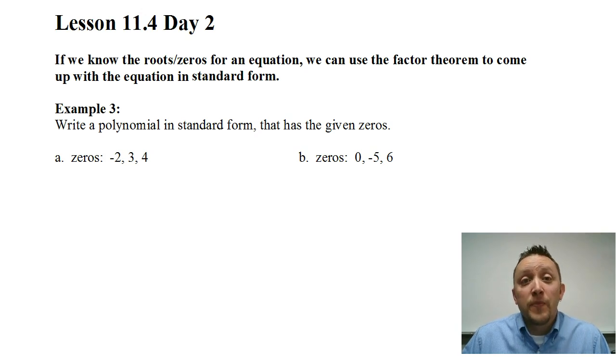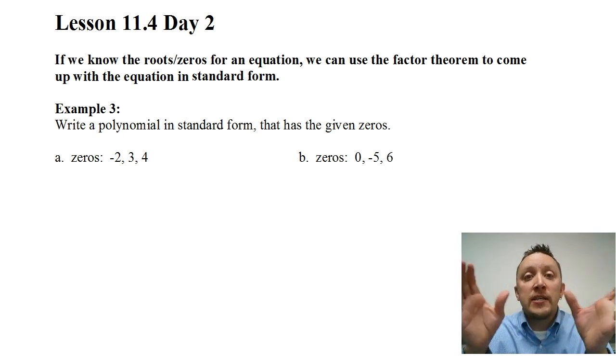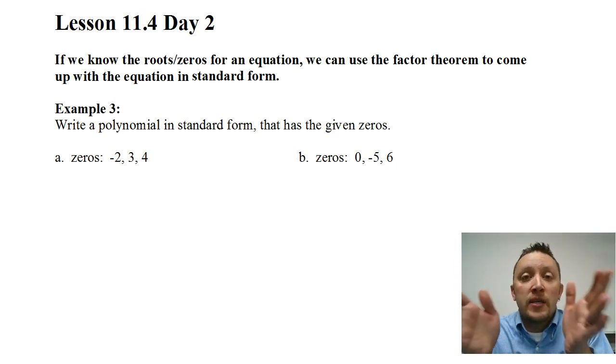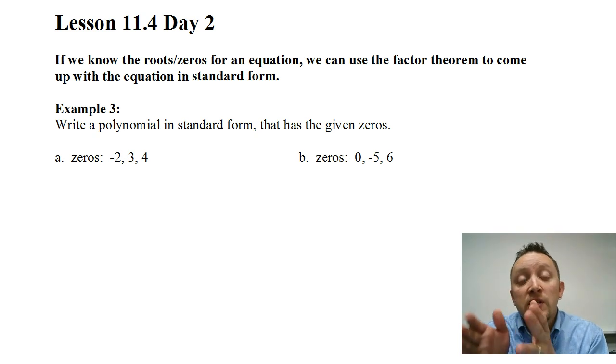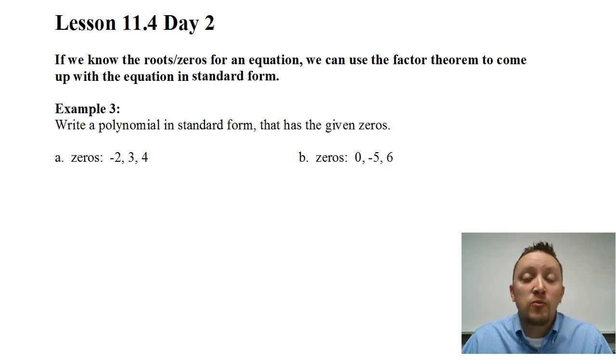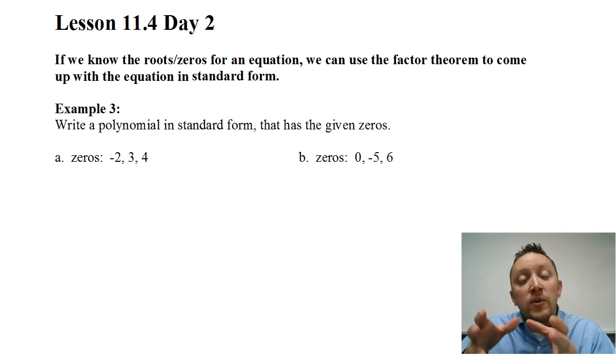Well, welcome. In this video, we're going to be completing the second half of Lesson 11.4. If you recall from the first half of the lesson, we were taking an equation in standard form, getting it down to factored form, and then using those factors to find the zeros or the roots of the polynomial. In this lesson, we're going to work our way backwards. We're going to start out with the factored form and then expand it out into the standard form of the polynomial.